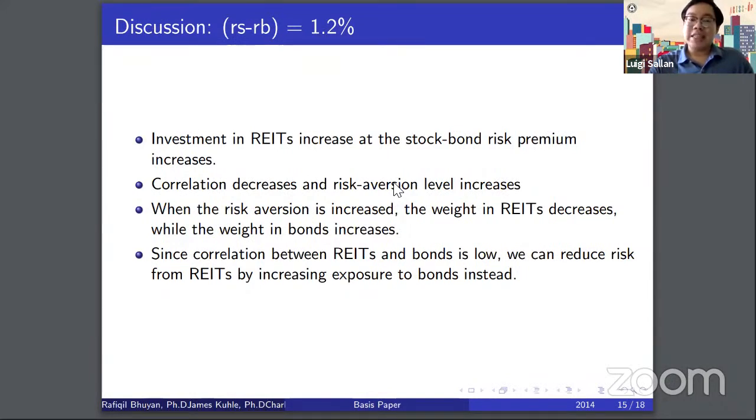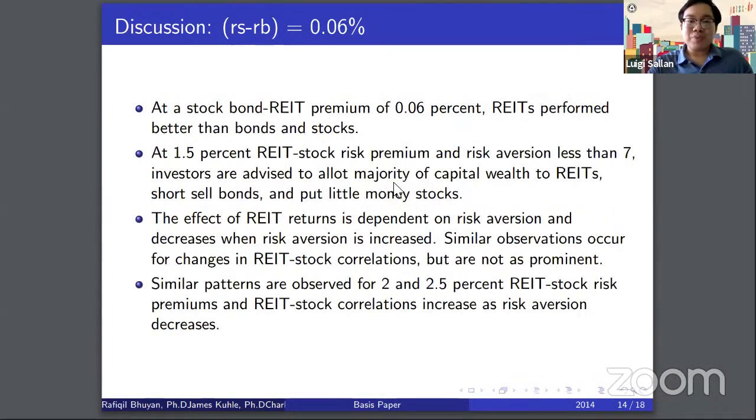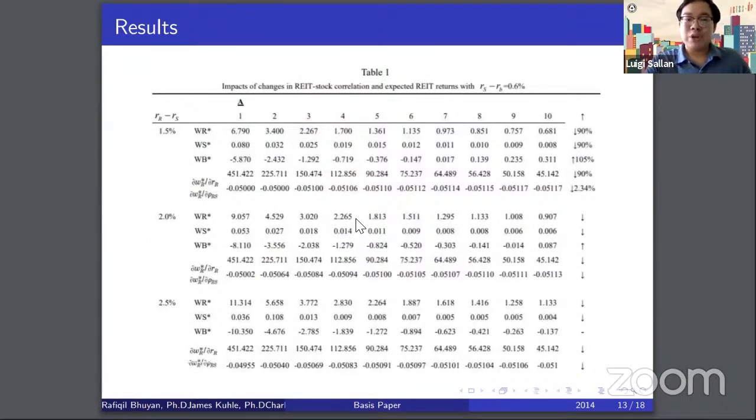When risk aversion is increased, the weight in REITs decreases, while the weight in bonds increases. Then finally, since correlation between REITs and bonds is low, we can reduce risk from REITs by increasing exposure to bonds instead. So let me just take you back to this table. I'm not sure if it's clear.